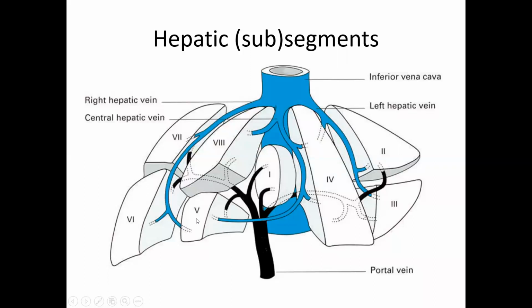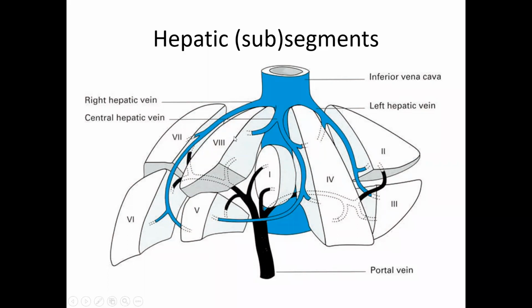5, 6, 7, 8. 5 is lower anterior, 6 is lower posterior, 7 is upper posterior, 8 is upper anterior. Remember, all the 8 segments are in sequence. 1, 2, 3, 4 are on the left side: caudate, left lobe, quadrate. 5, 6, 7, 8: anterior lower, posterior lower, posterior upper, anterior upper, right side.